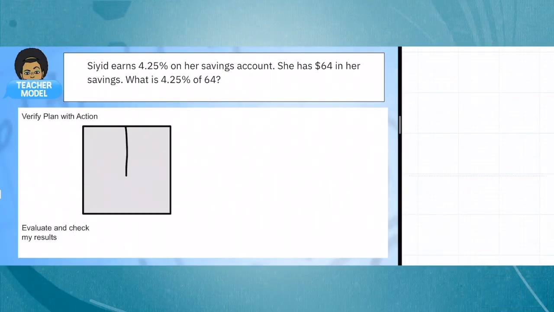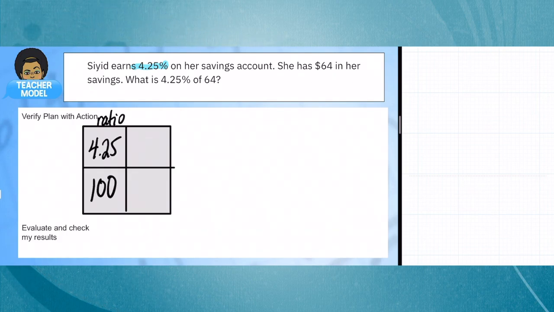Starting with our plan, I'm doing our box using math, and looking at, again, from our known part, we know that 4.25% is a ratio. I can count it as 4.25 out of 100, and this represents a part of the whole. And the 64, also thinking back, we have to make a decision: is 64 the part, or does 64 represent the whole? Looking at the question again, we want to know what is 4.25% of 64. So I want to know what this part is out of 64. So we're just verifying it.